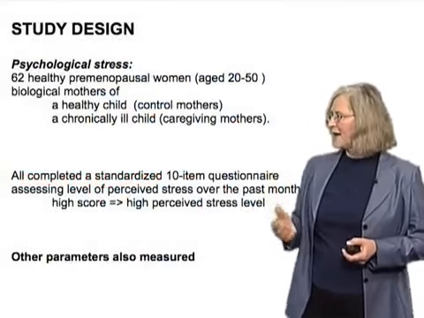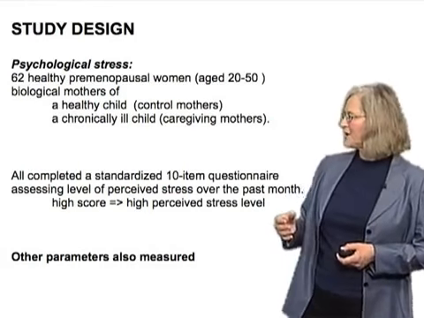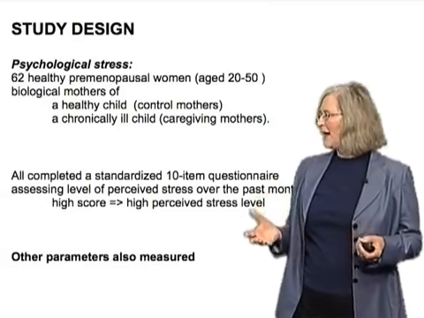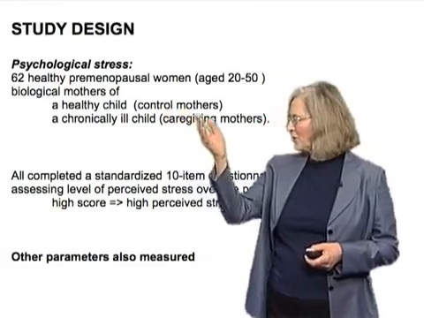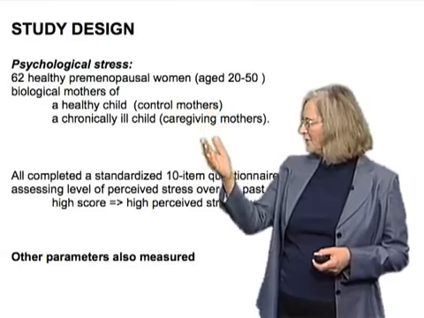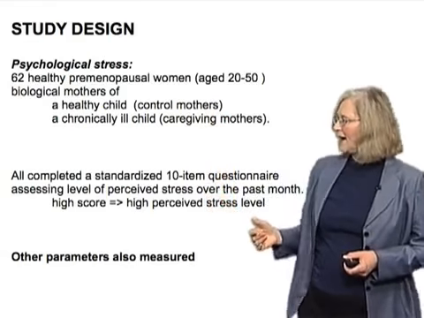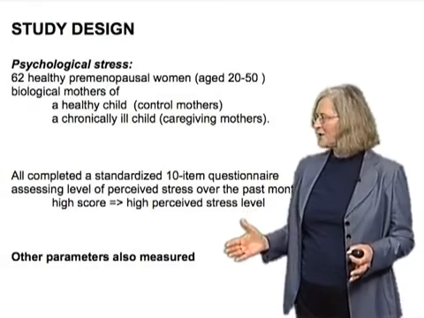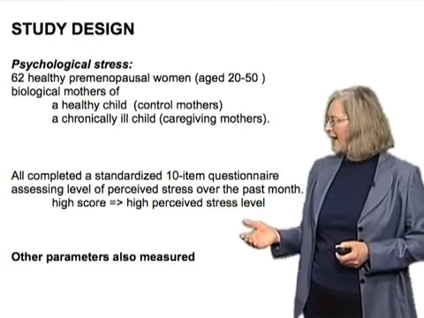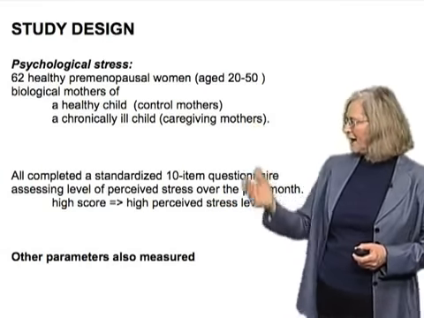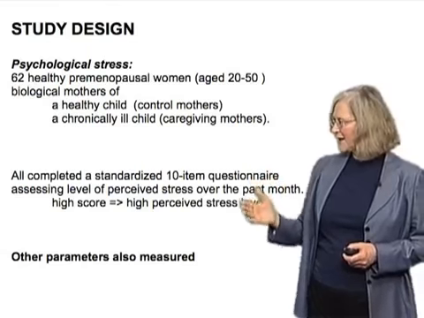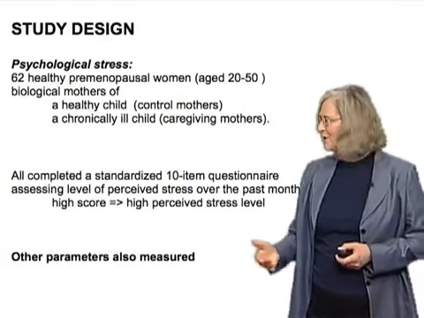Okay, so the study design was to study chronic psychological stress. And so 62 healthy premenopausal women aged 20 to 50 in this group, who were the biological mothers of either a healthy child, the control mothers, or a chronically ill child, a group of caregiving mothers, were studied. And so first of all, they did a standardized questionnaire which has had a good track record as an assessment of perceived stress. And then the other parameter measured that I'll first talk about was the number of years that the caregiving mothers had been caregiving mothers. That was analyzed, and the number of others that I will allude to later.